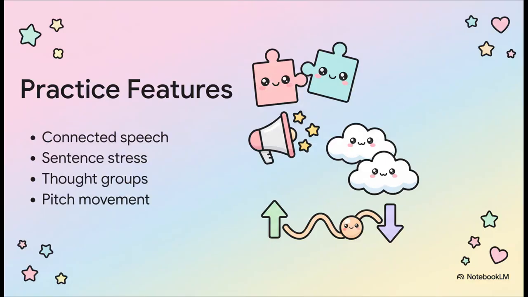So the crucial point is this. If you want to sound natural, you absolutely need to actively practice these 4 features. You've got to practice connected speech by blending your words. Practice sentence stress to convey your exact precise meaning. Practice organizing your words into logical thought groups. And of course, practice pitch movement, really mastering that rising and falling intonation. These are the actual tools that build true fluency.